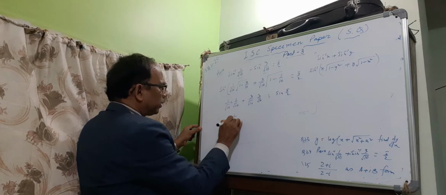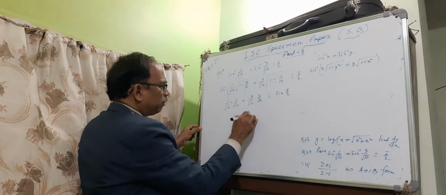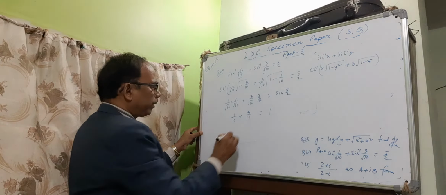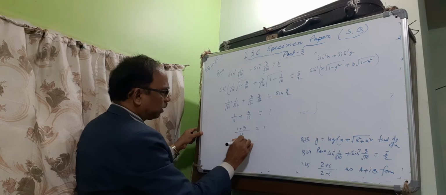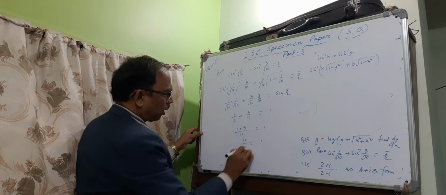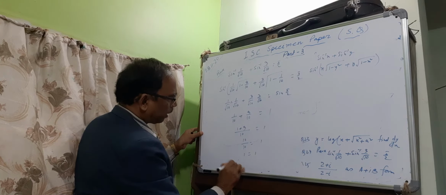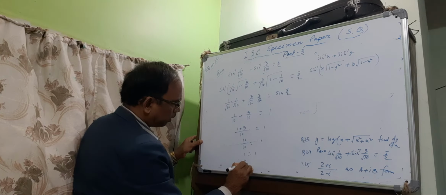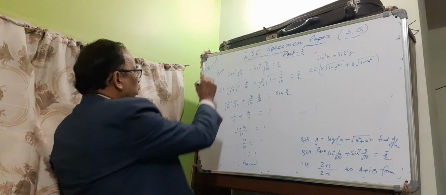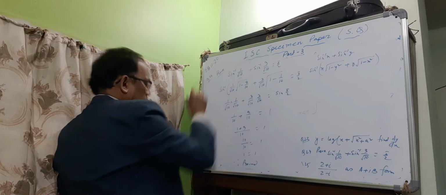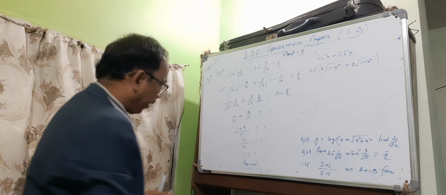Then 1 by 10 plus 9 by 10 equals sine pi by 2, which is 1. 10 is the LCM, 1 plus 9 equals 10, 10 by 10 equals 1, that is 1 equals 1. Therefore the condition is satisfied, hence proved. This is sum number 24. Next, question number 25.